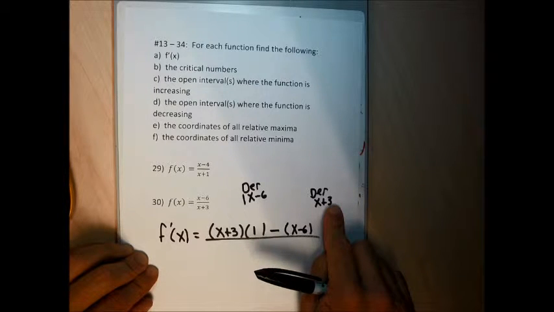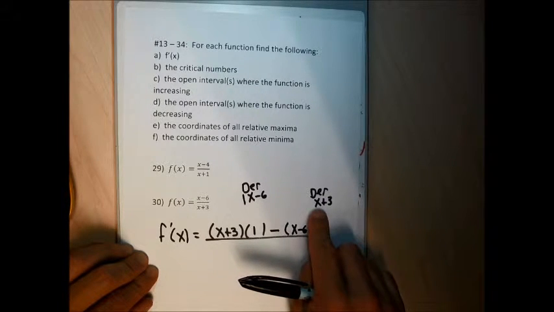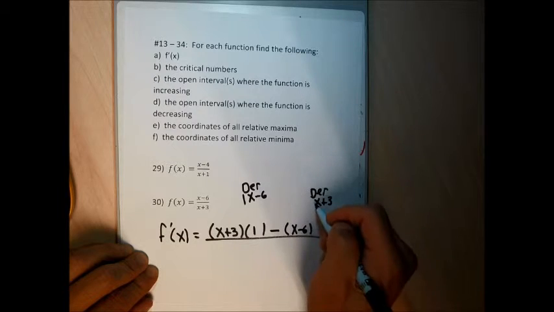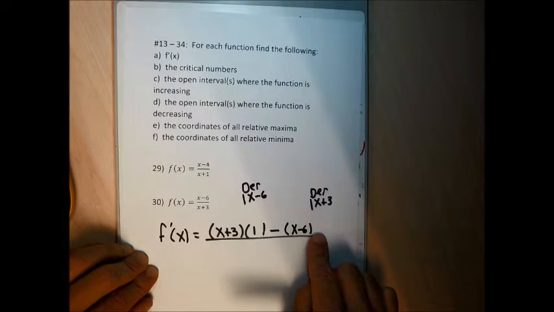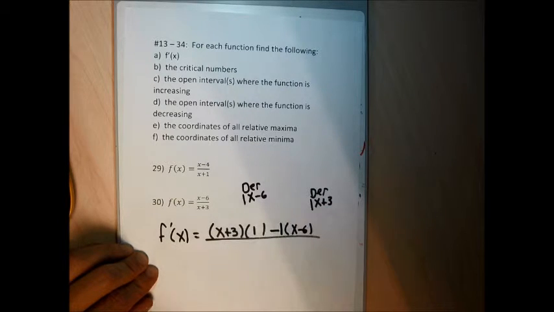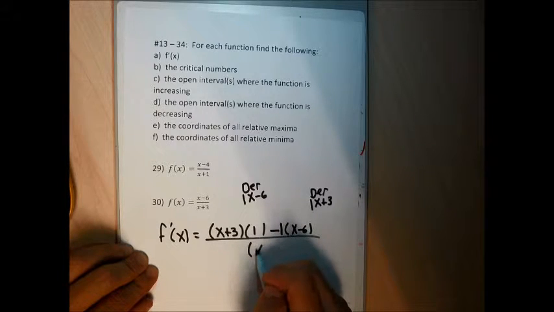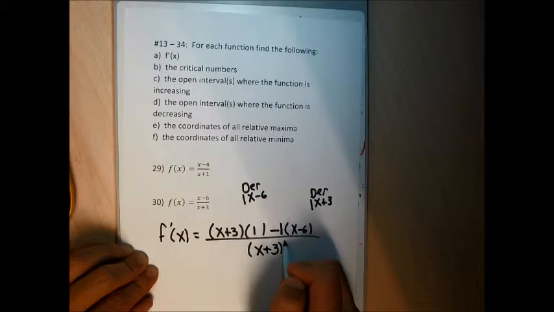3 is a constant. It has the derivative of 0. X is a first power term. It has the derivative of its coefficient. Its coefficient is 1. I could write that 1 after the parentheses, but it's going to be easier to write it before the parentheses. So that's the numerator of the derivative. The denominator is going to be the denominator squared.